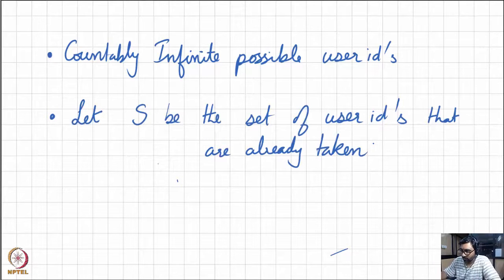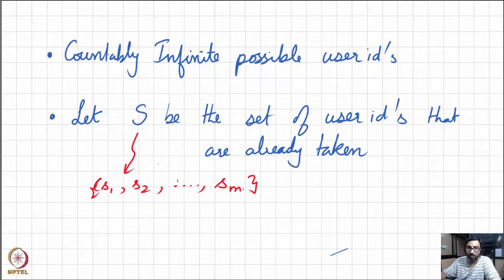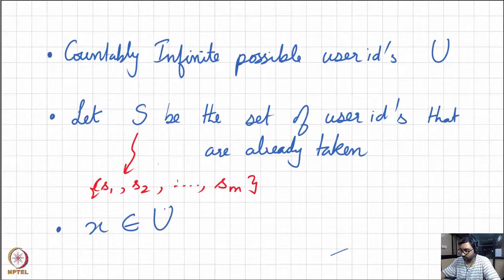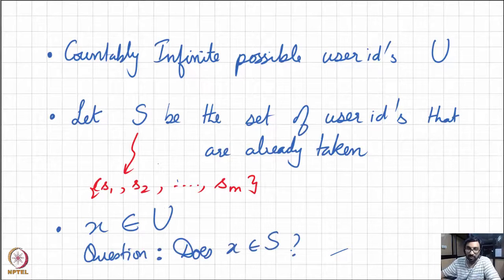So let us suppose that S is the set of user IDs that are already taken, and we denote them by S1, S2, and so on up to Sm. Now, given some element from the possible set of user IDs, let's call this set U, for the universe of user IDs. Let's say we have some X that belongs to the universe of user IDs. The question is, does the user ID X belong to the set of user IDs that are already taken?